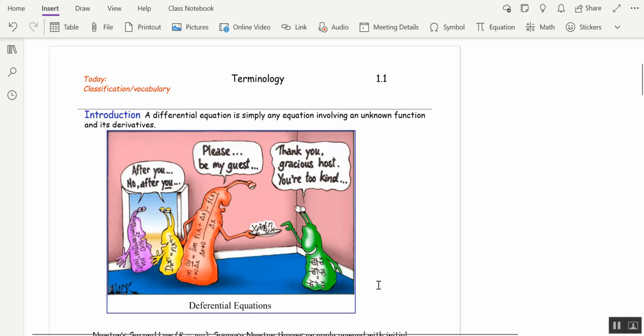Welcome to Differential Equations. This is section 1.1, and it's a short section. We're just going to talk about some vocabulary and definitions.